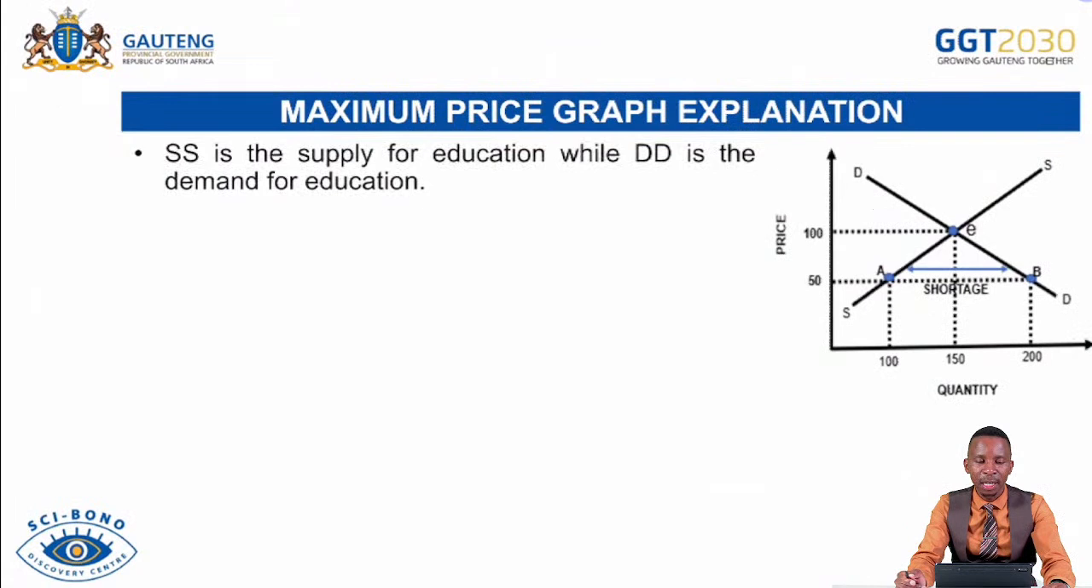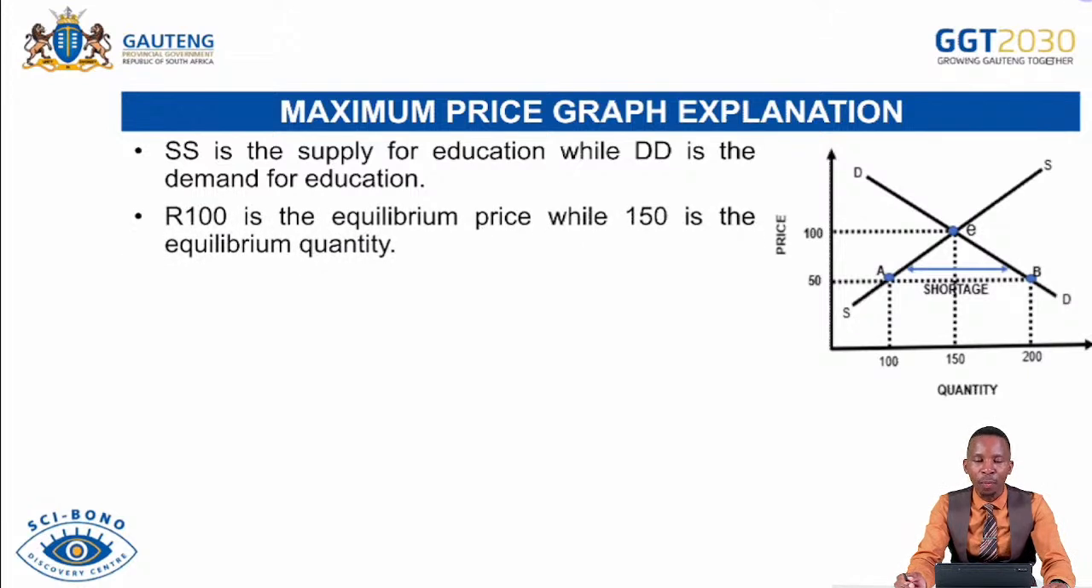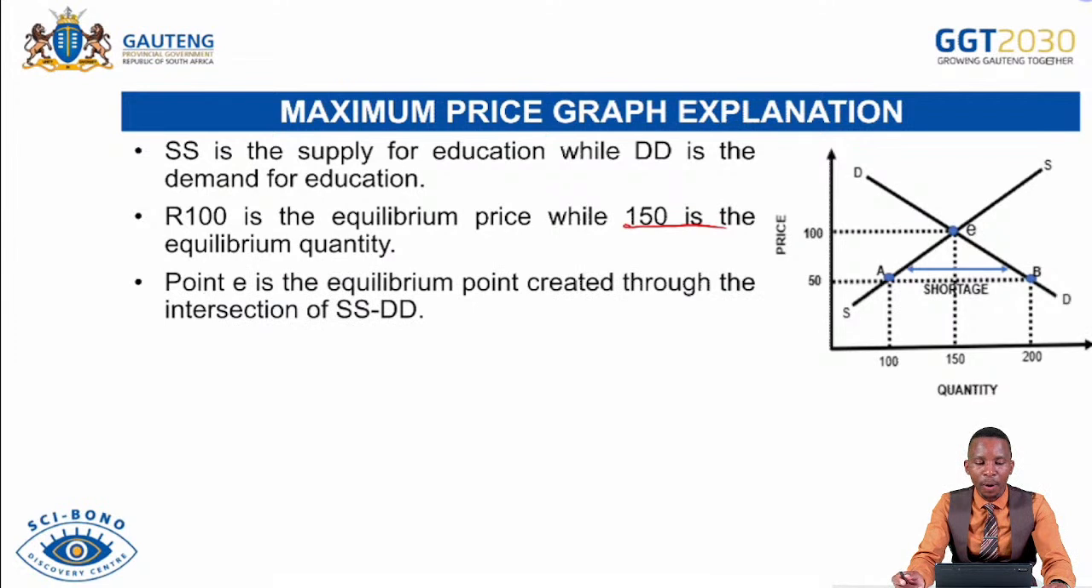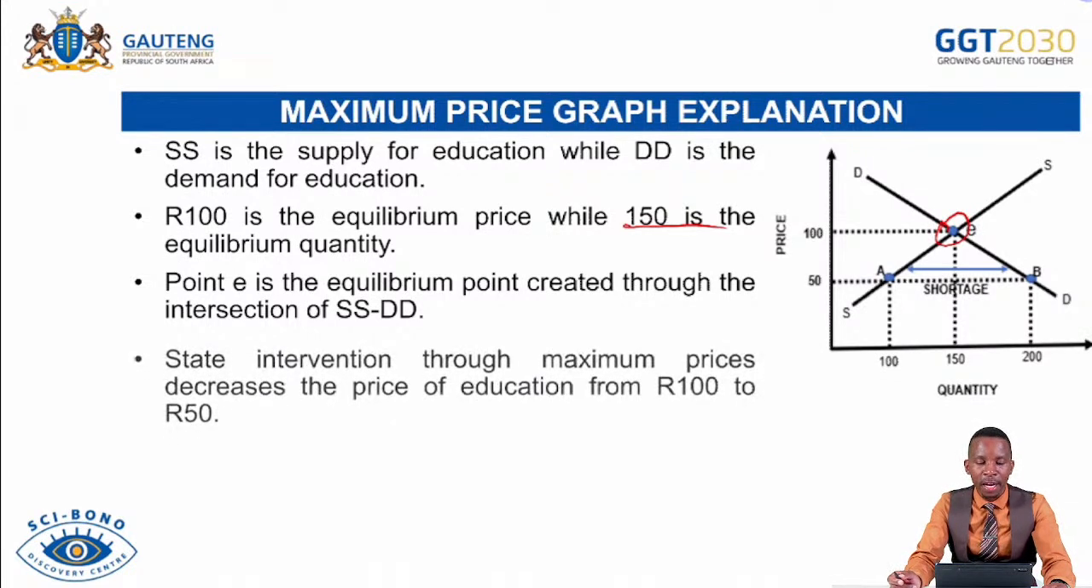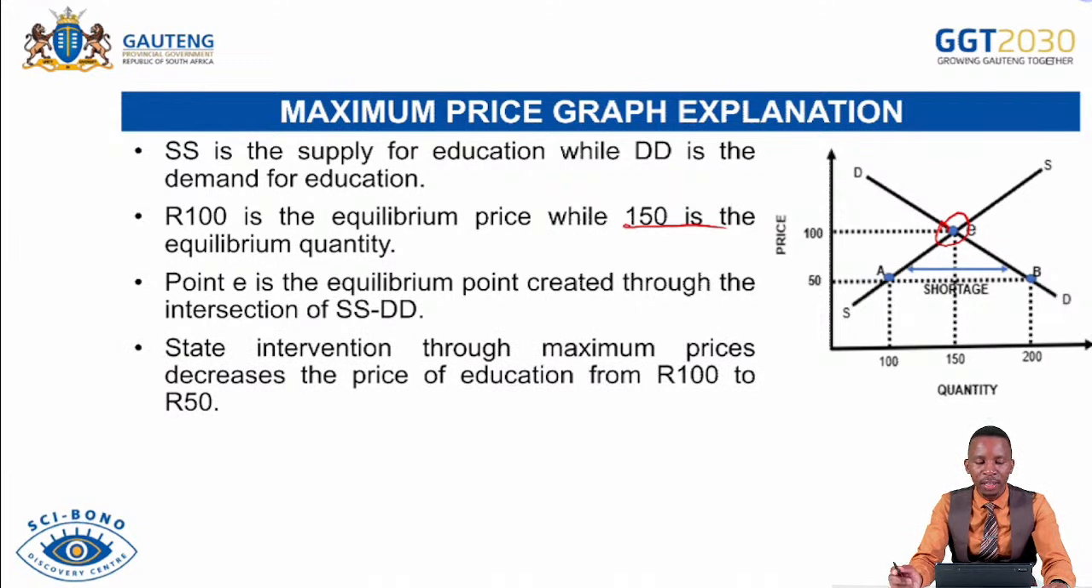And then for the graph interpretation, SS is the original supply for education, while DD is the original demand for education. So 100 is the equilibrium price and 150 is the equilibrium quantity. Point E is the equilibrium point created through the intersection of SS and DD. This is the point that I'm talking about. That's where demand and supply meet. And then the state intervention through maximum prices decreases the price of education from 100 to 50 rand.